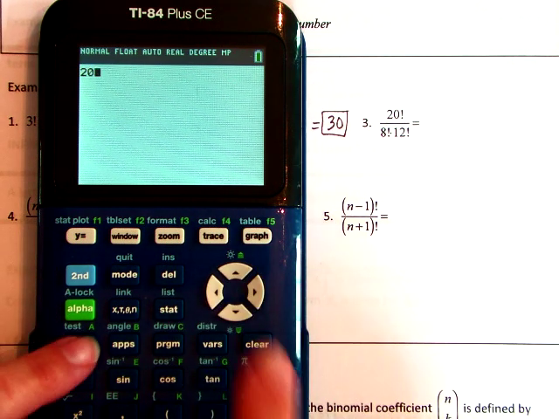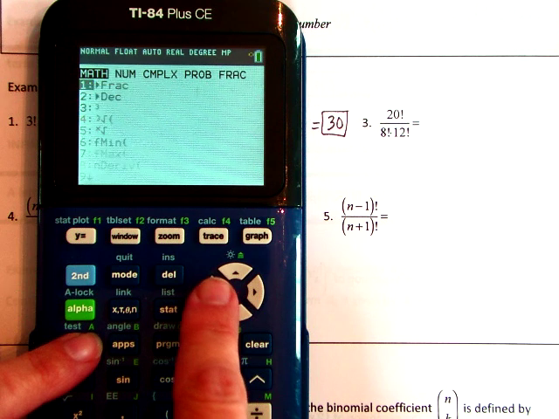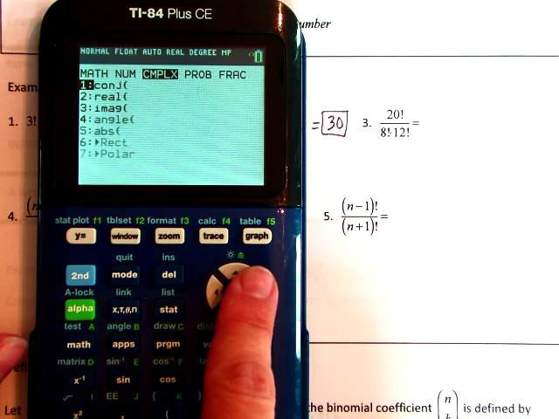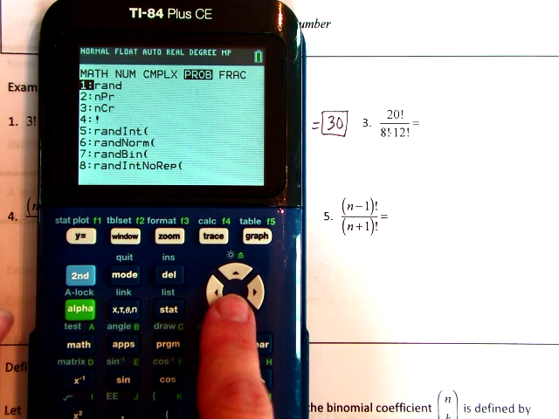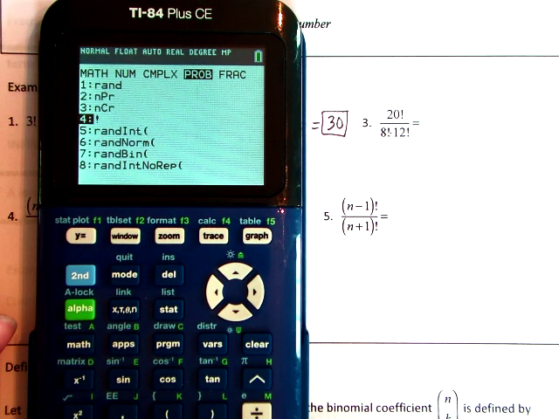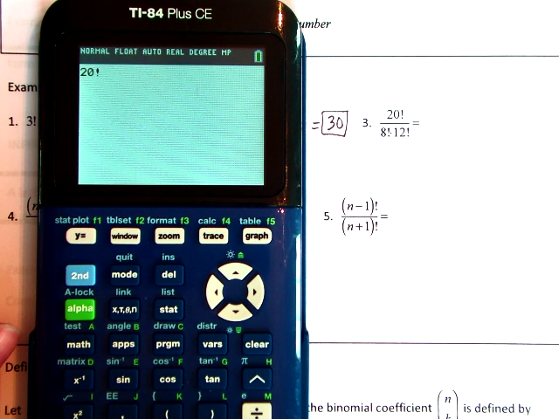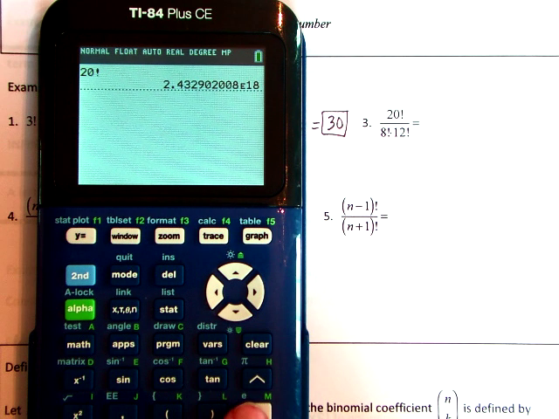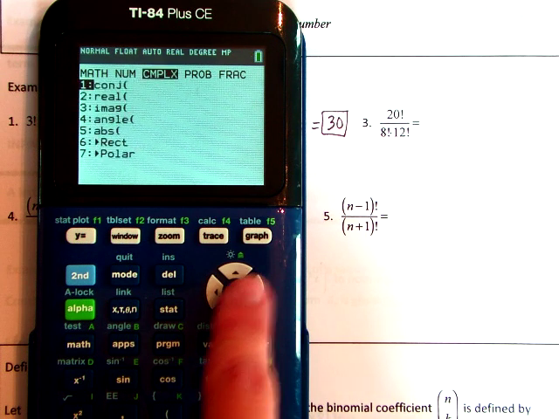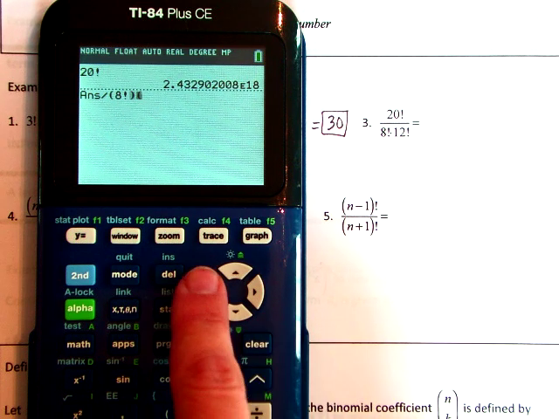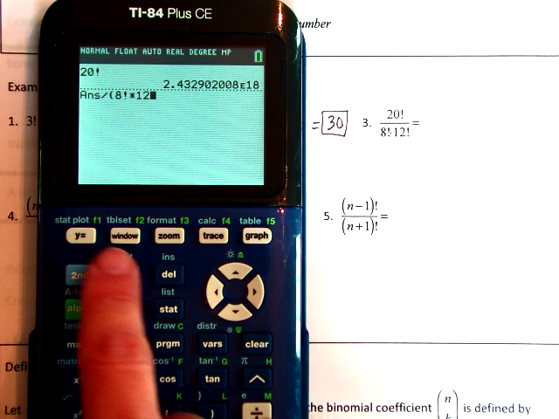Go to Math, arrow over to Probability, because this is a probability topic. And it's number 4 right there. So number 4, it's that exclamation point. I hit enter, and there's 20 factorial. So a very large number. But then I want to divide that by the quantity 8 factorial. Again, I'm going into Math prob, times 12 factorial. And I hit enter. And that's my final answer.